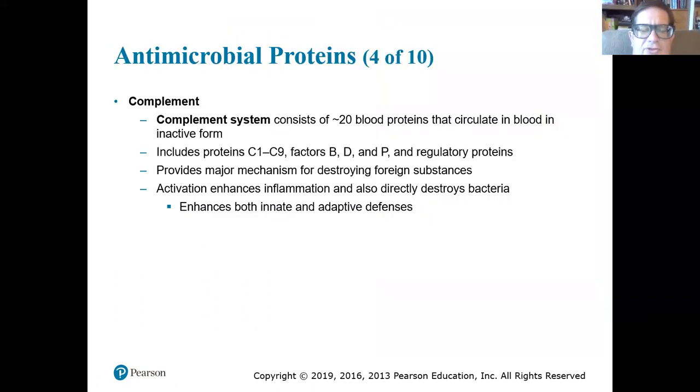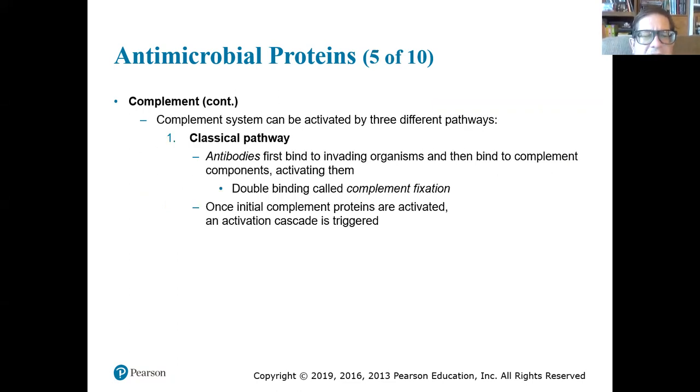Complements are cooler. Those are the ones I talked about that rip holes in the bacteria. So the complement system is about 20 different proteins. They're circulating in the blood in inactive form. They can directly destroy foreign substances. When they're activated, they will make inflammation stronger, but they will also try to directly destroy the bacteria. Complements help both the innate and the adaptive defenses.